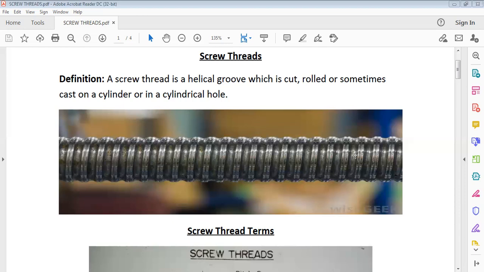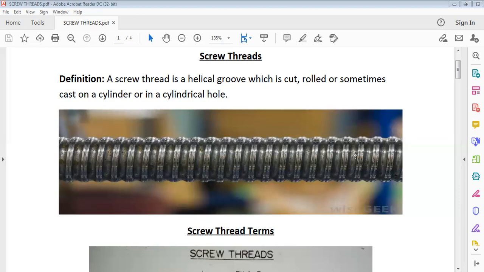So here is another piece of information for you. As you can see on the screen, we are looking at screw threads. Nobody will ask you to define screw thread, but they can give you a question on definition, and with this information that I'm going to provide today, you'll be able to answer the questions that have to do with screw threads if it is given to you.